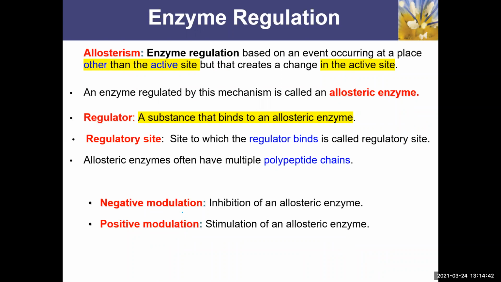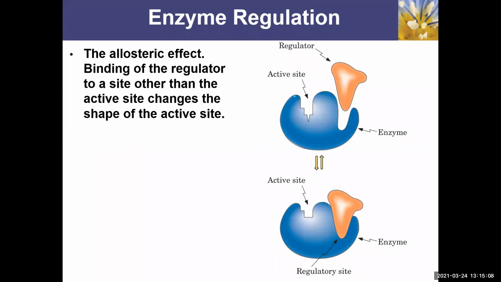So what is allosterism? What happens here? Allosteric regulation is basically this: certain enzymes are allosteric enzymes. So what are allosteric enzymes? Allosteric enzymes have one catalytic site, an active site where the substrate can bind, but they also have another separate site where a molecule called a regulator can also bind.